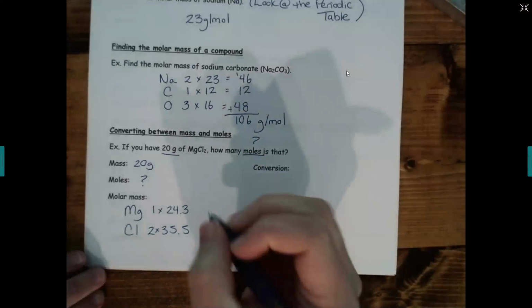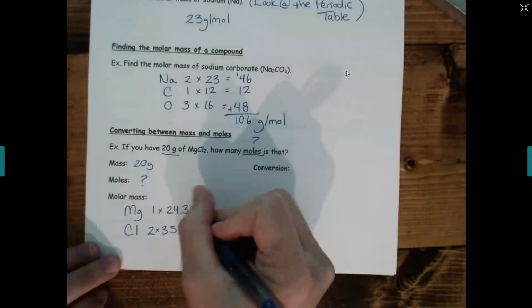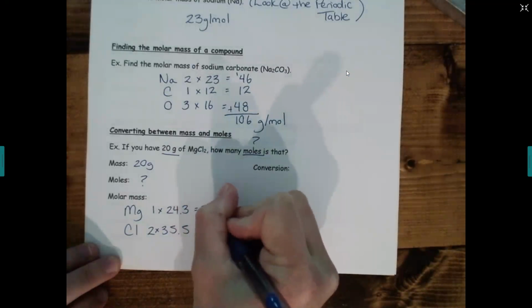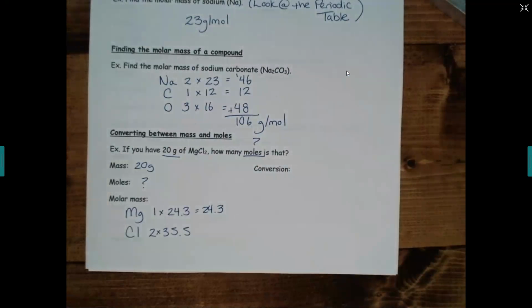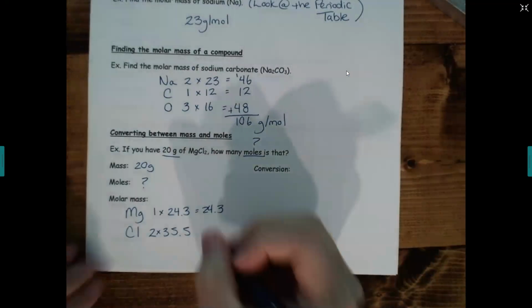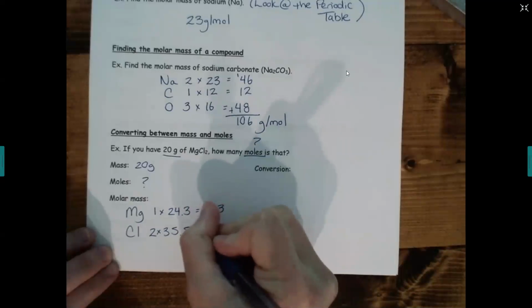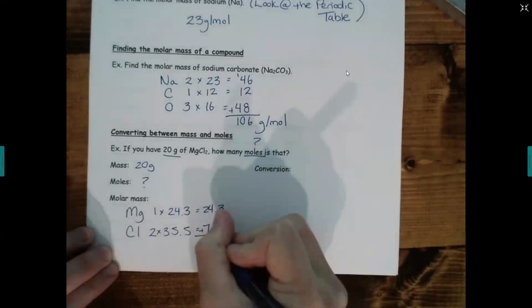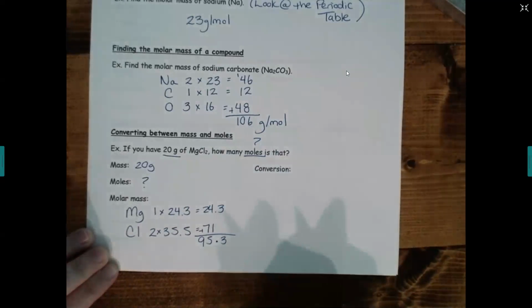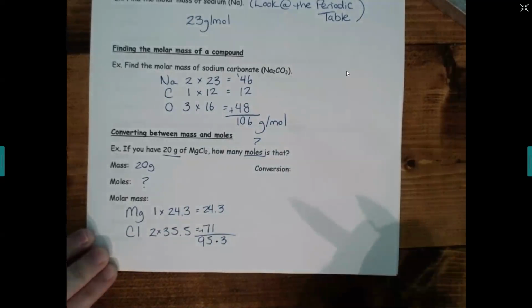All right, so I can go ahead and multiply those. I still get 24.3. 35.5 times 2, I get 71, and I'm going to add those together, and I get 95.3. So here's where we do the conversion.